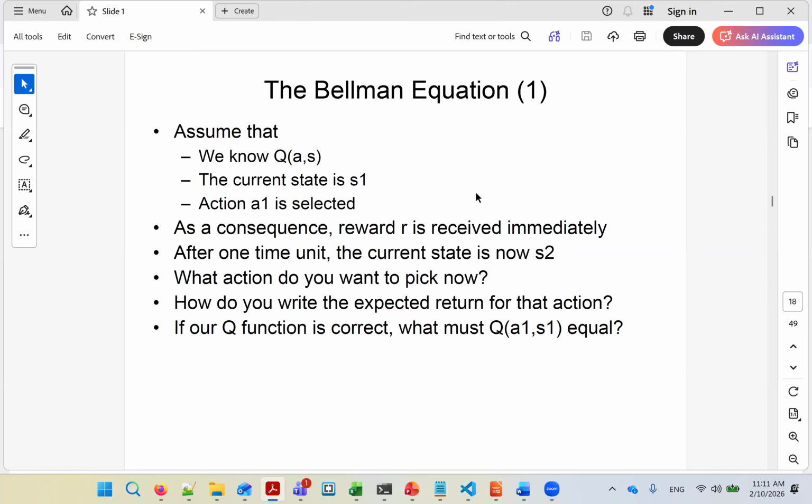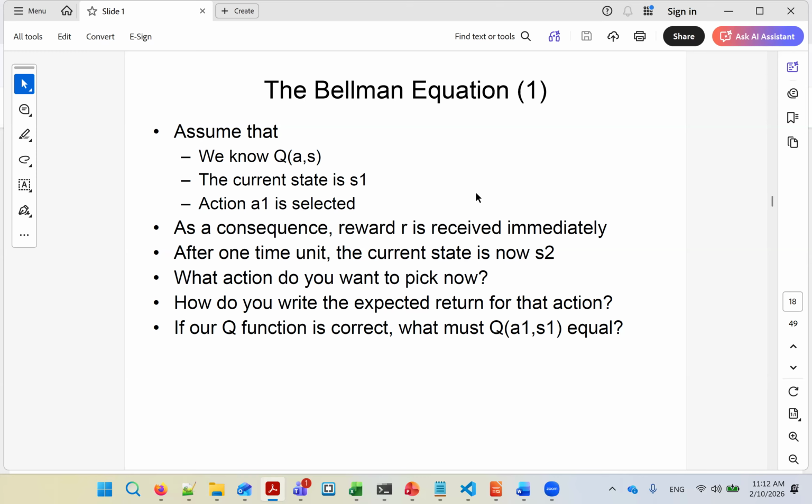Normally, the state does change in response to actions, not always, but normally. Okay, so it's now state S2. Everyone with me? That's our little scenario. Let's see if we can drill in and understand it and reason our way to the Bellman equation. Okay, I'm now in S2. Tell me, what action should I pick now?